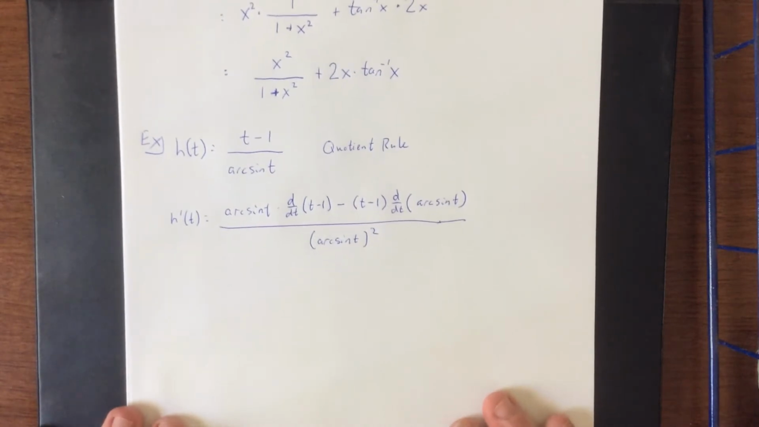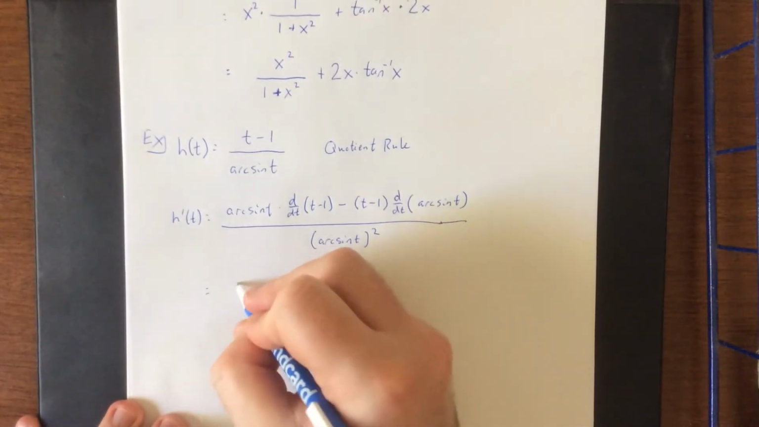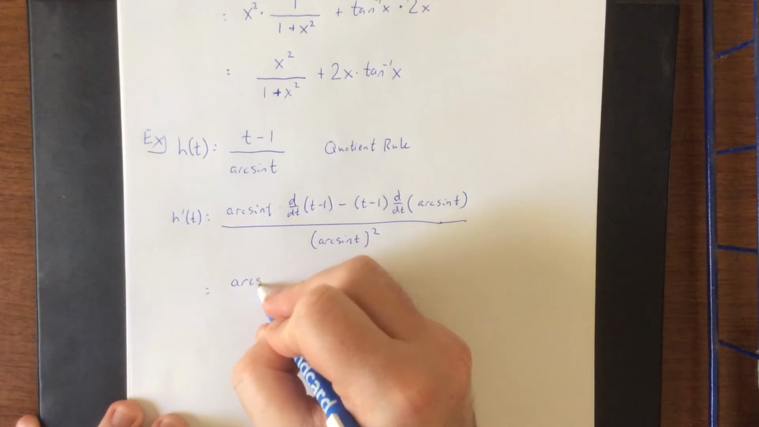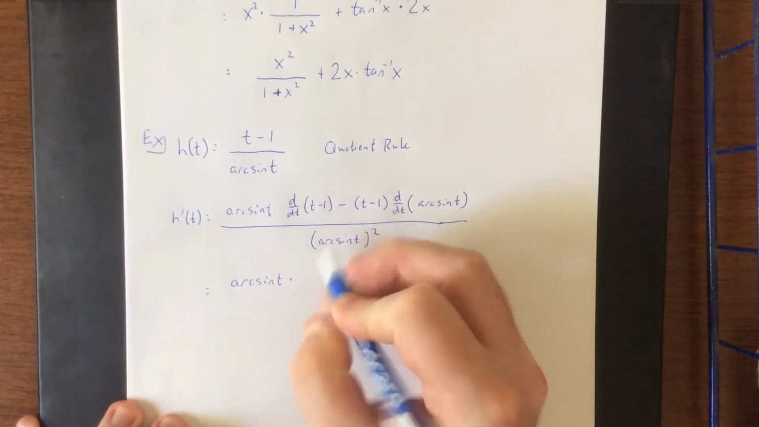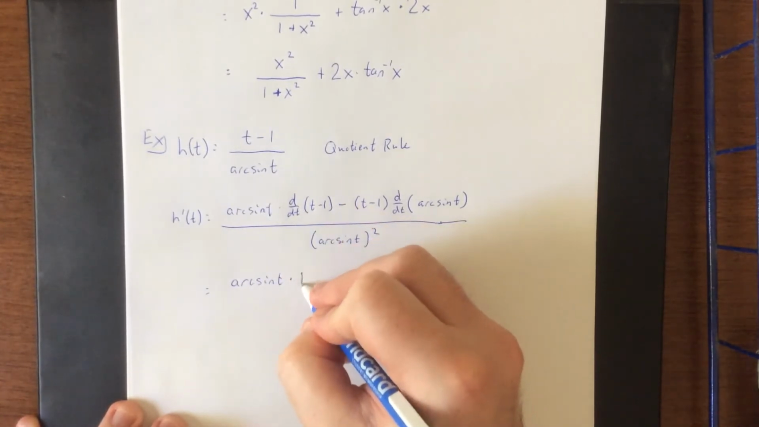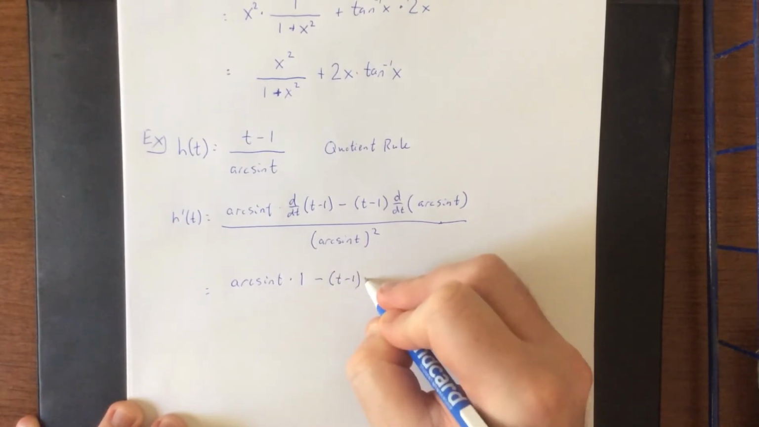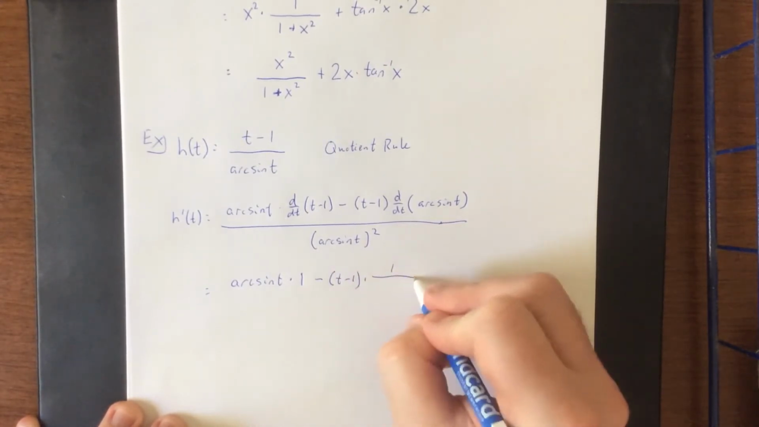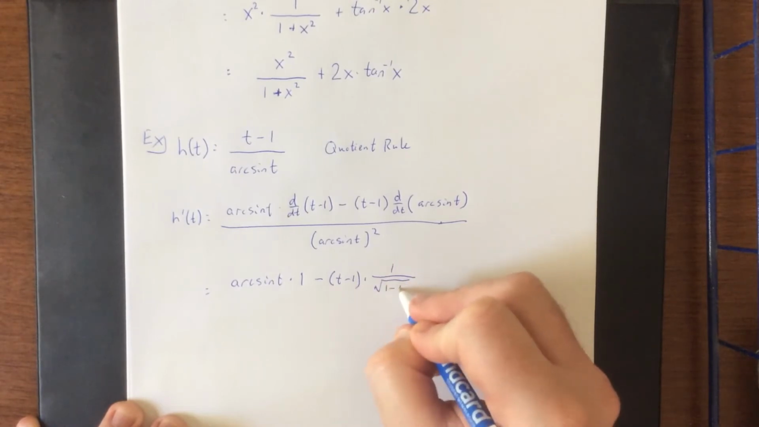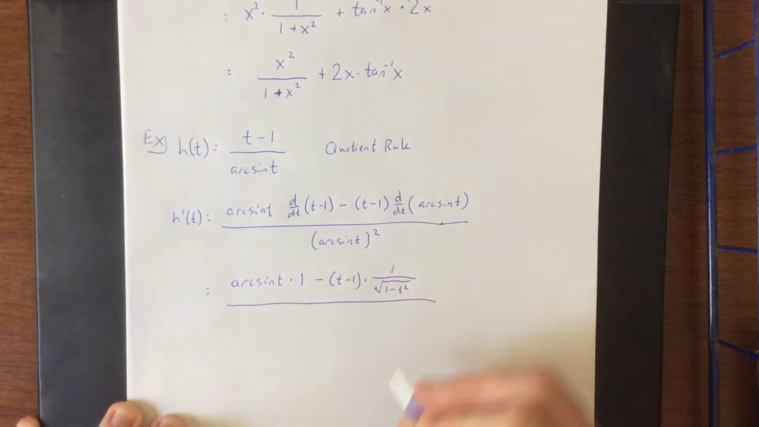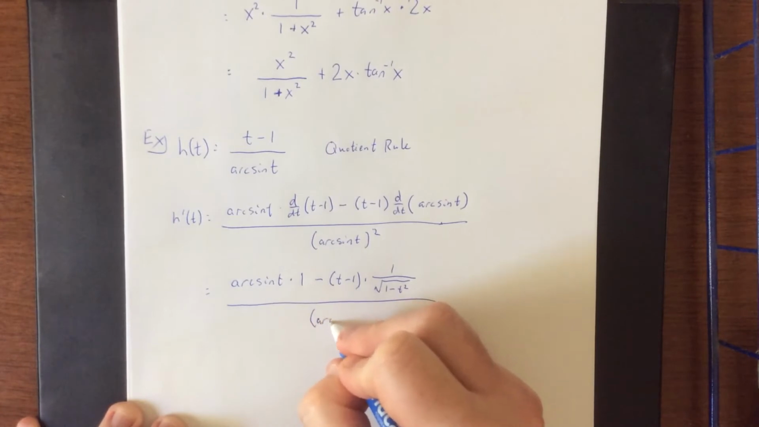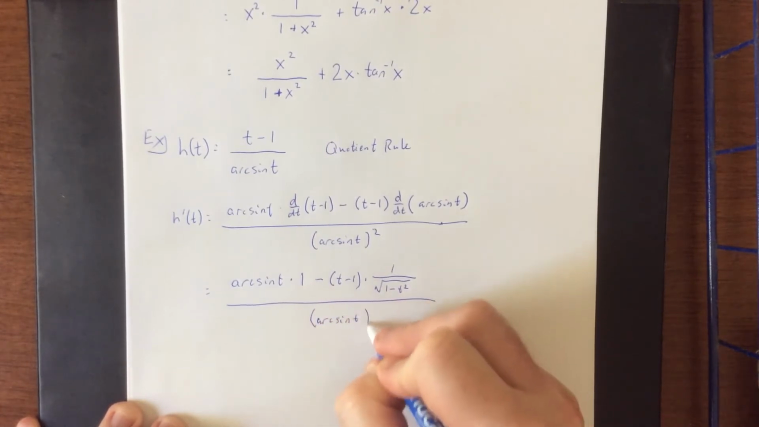Now a couple more derivatives to simplify here. This will be the arcsine of t multiplied by the derivative of t minus 1, that'll be 1, minus t minus 1 times the derivative of the arcsine of t, which will be 1 over the square root of 1 minus t squared, all over the arcsine of t quantity squared.